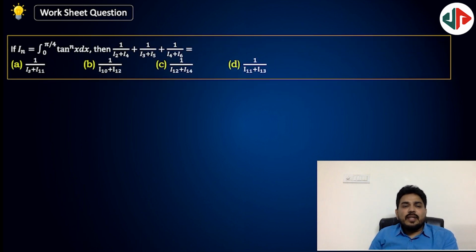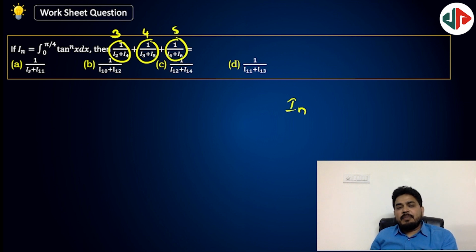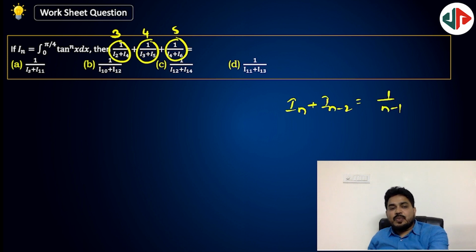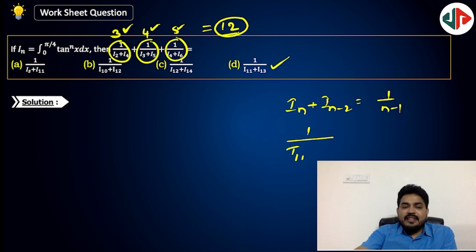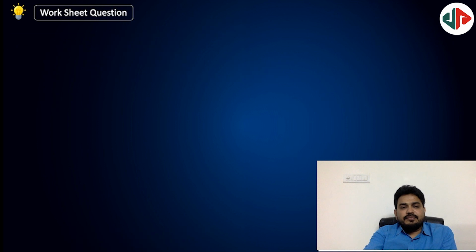I n is equal to this one. This value will be equal to 3. This value will be equal to 4. This value will be equal to 5. Because I n plus I n minus 2 is equal to 1 by n minus 1. So as per this one you are going to get 3 plus 4 plus 5 is equal to 12. Answer is 12. So this value will be equal to 1 by I 11 plus I 13 is the answer.